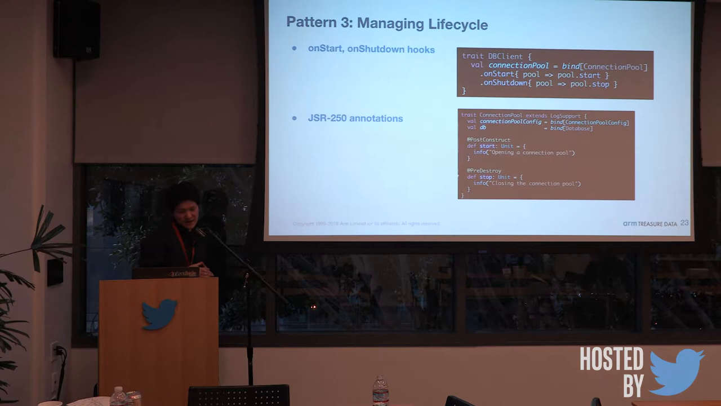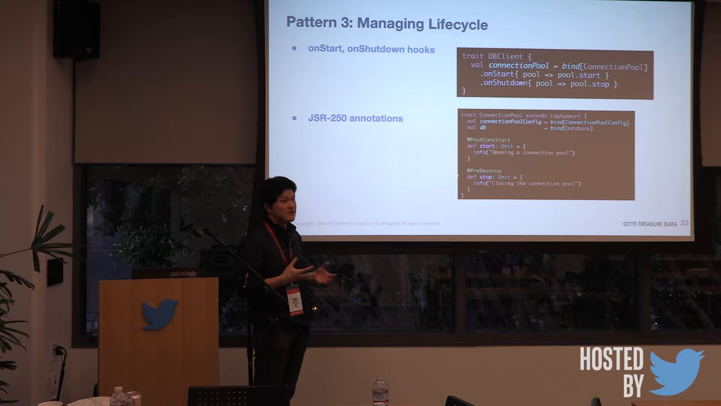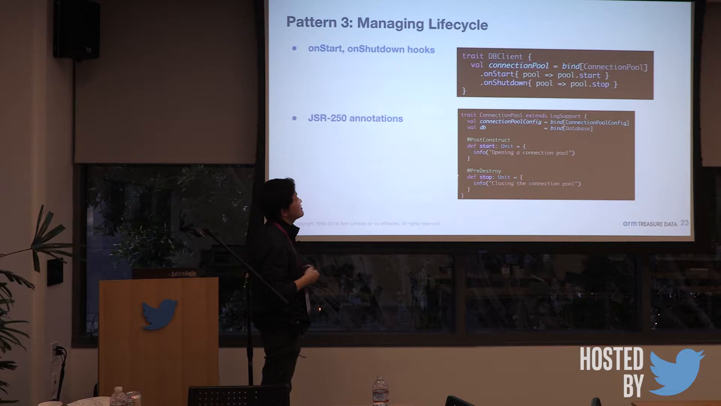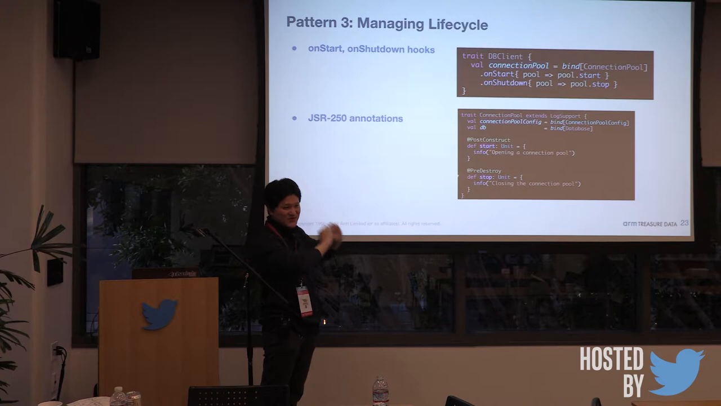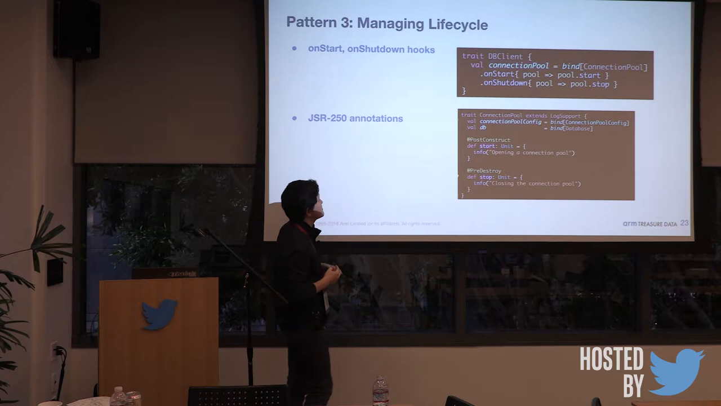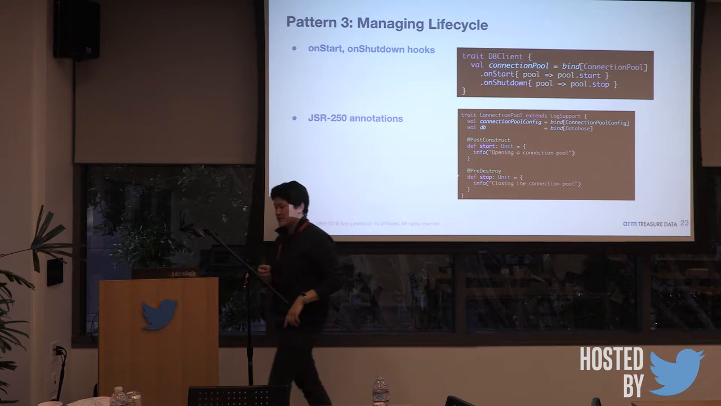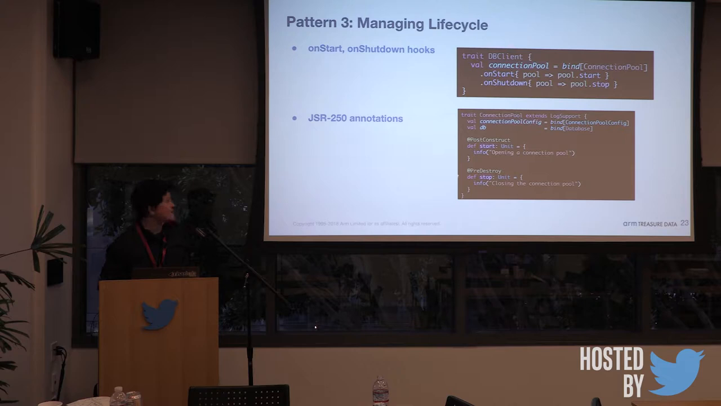Another good thing about AFM is you can manage the life cycle of objects or services quite easily. AFM supports on-start or on-shutdown lifecycle hooks. So when creating a connection pool, you want to start the connection pool. When finishing the application, you want to close the connection pool properly. You can also use JSR 250 annotations, like PostConstruct and PreDestroy, which are also used in Google Guice. Both ways work for initializing or terminating services.